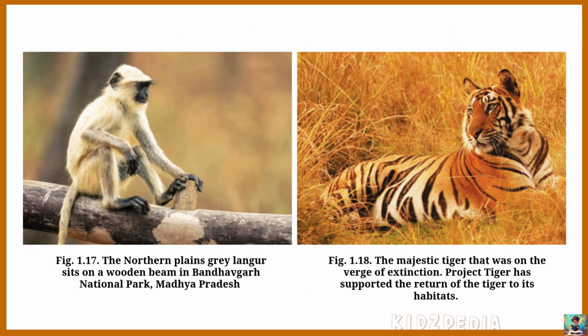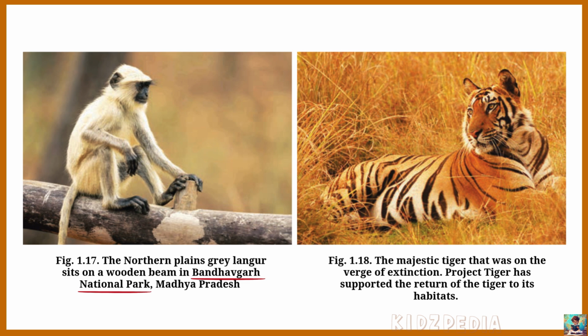Figure 1.17 The Northern Plains grey langur sits on a wooden beam in Bandhavgarh National Park, Madhya Pradesh. Bandhavgarh National Park is one of the most famous national parks in India. It is especially known for its large number of tigers. The park has dense forests, grasslands and hills, making it a perfect home for many animals like tigers, deer, monkeys and birds. And this grey langur is a common monkey species found in these plains and forest regions.